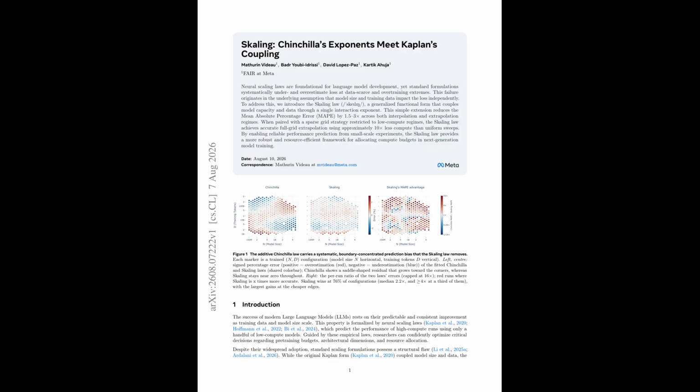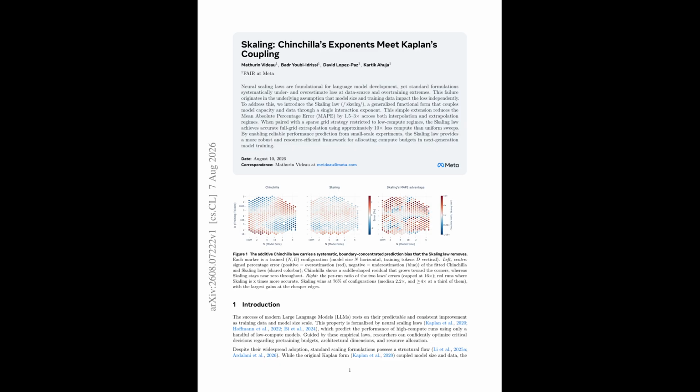There are some elegant properties baked in. Because k stays positive, loss remains monotonically decreasing in both dimensions, so you never predict that adding data or parameters somehow hurts. And because the outer exponent factors out cleanly, the compute optimal allocation still has a closed-form solution, which means practitioners keep the same convenient recipe for choosing model size given a budget, just with different fitted numbers underneath.